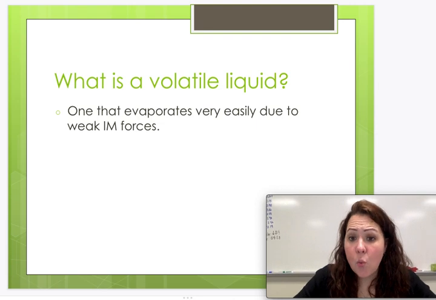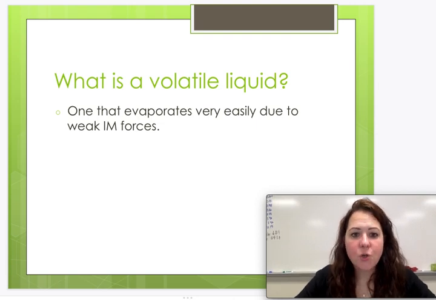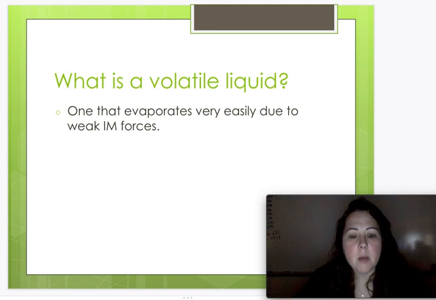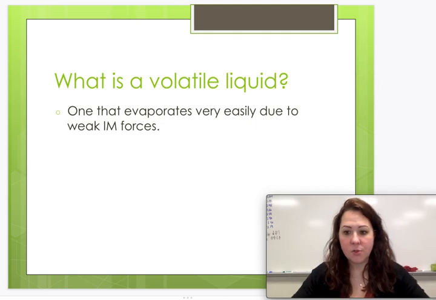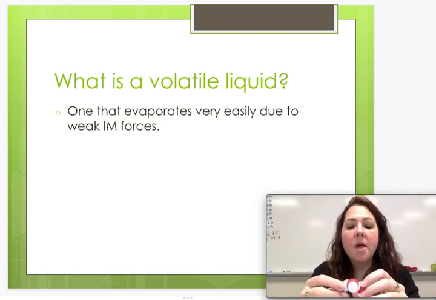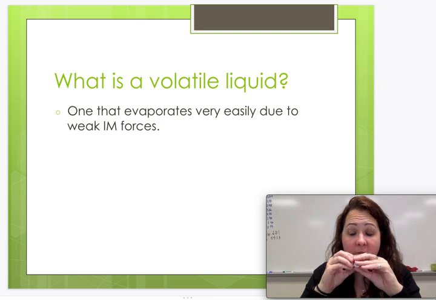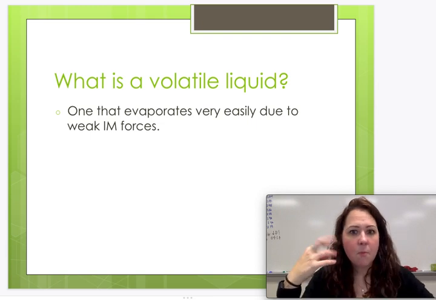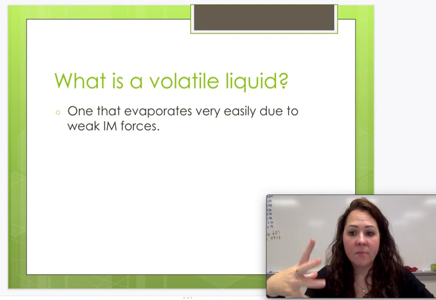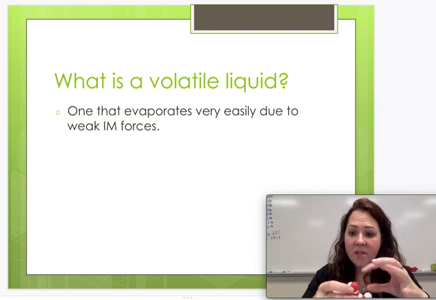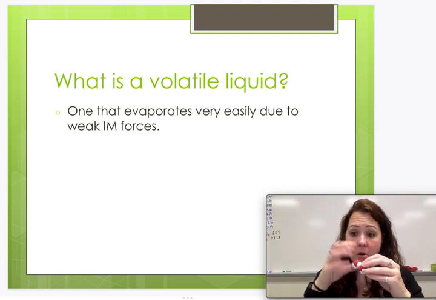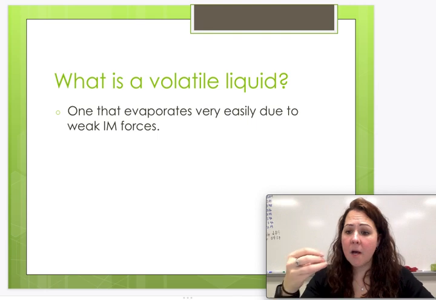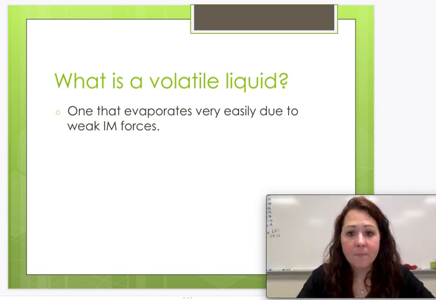And then there is one more term that we need to define this year, and that's a volatile liquid. A volatile liquid is one that's going to have very weak intermolecular forces. So those are the forces that hold together the little molecules. And it will evaporate very, very easily. Think about rubbing alcohol, or gasoline, where you have the liquid that's there and it goes into the air very quickly and easily, because those little particles are able to escape because of their weak intermolecular forces.